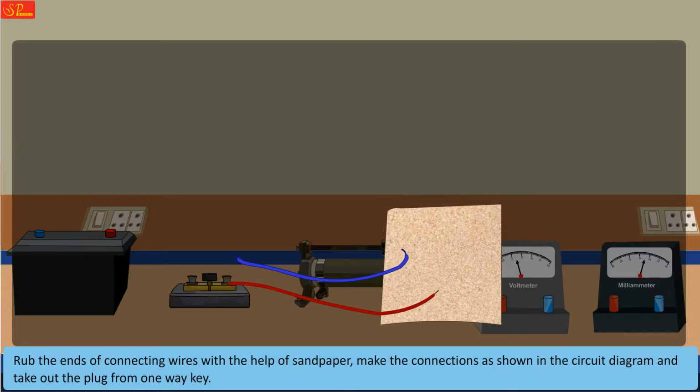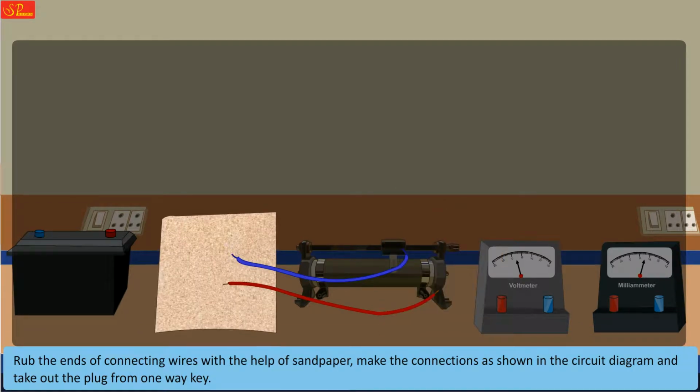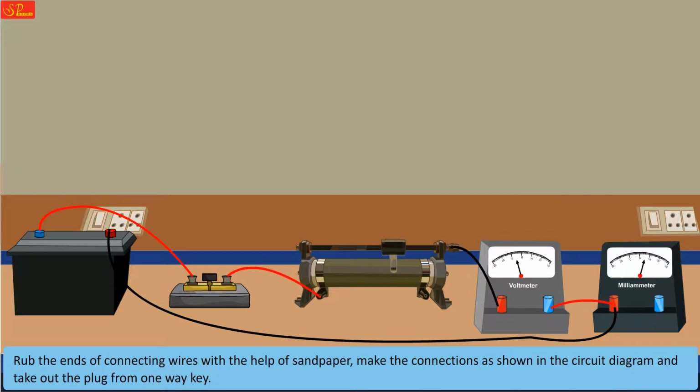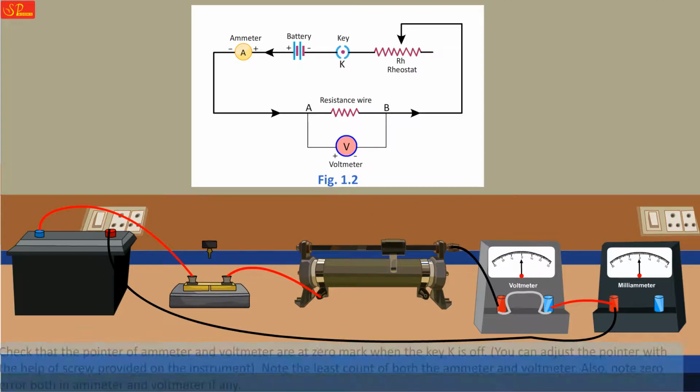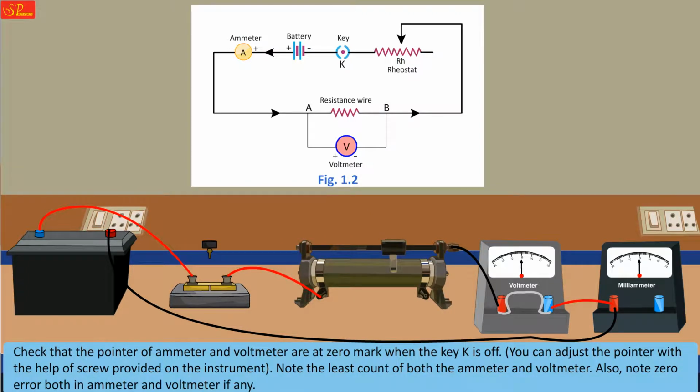Procedure: rub the ends of connecting wires with the help of sandpaper. Make the connections as shown in the circuit diagram and take out the plug from one-way key. Check that the pointer of ammeter and voltmeter are at 0 mark when the key K is off. You can adjust the pointer with the help of screw provided on the instrument. Note the least count of both the ammeter and voltmeter. Also, note zero error both in ammeter and voltmeter if any.